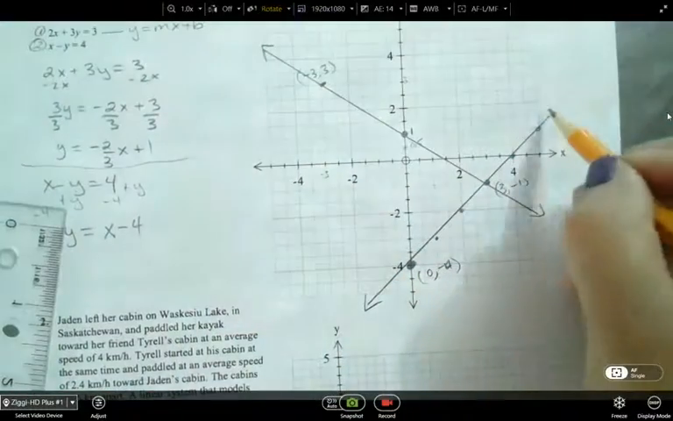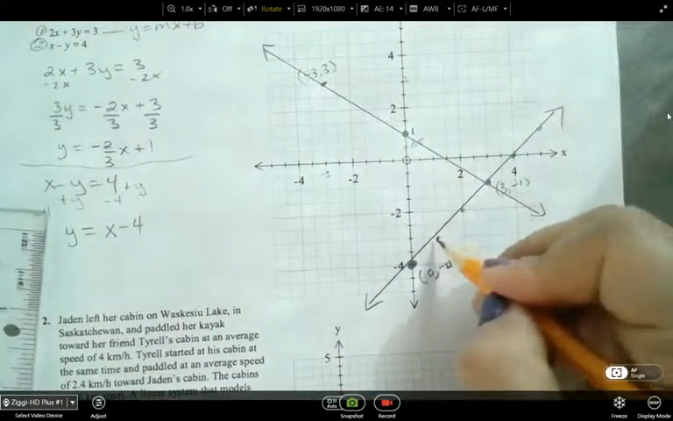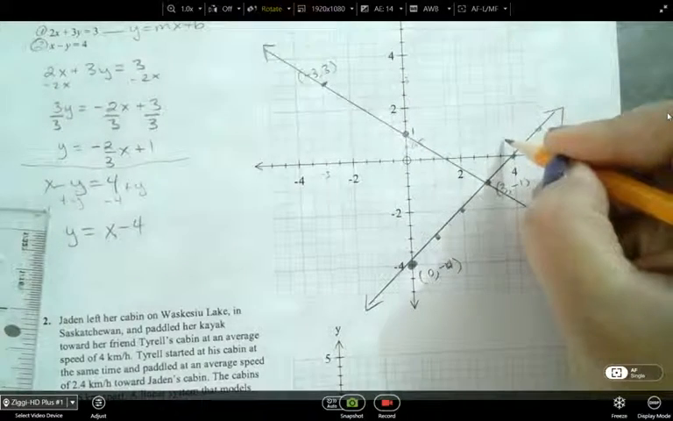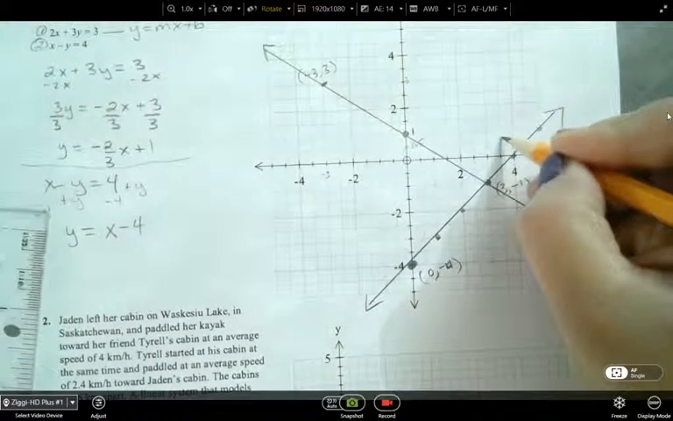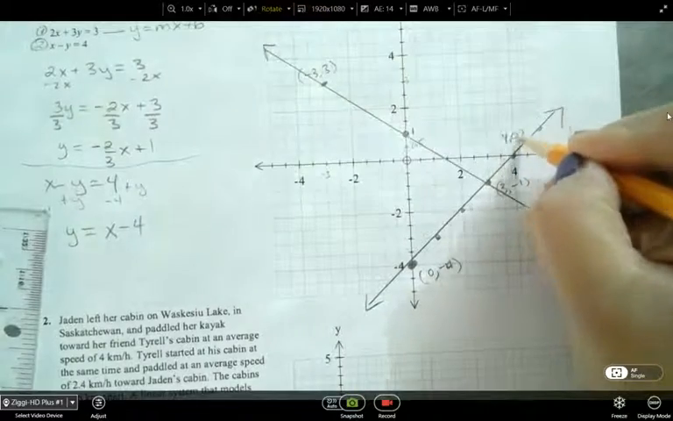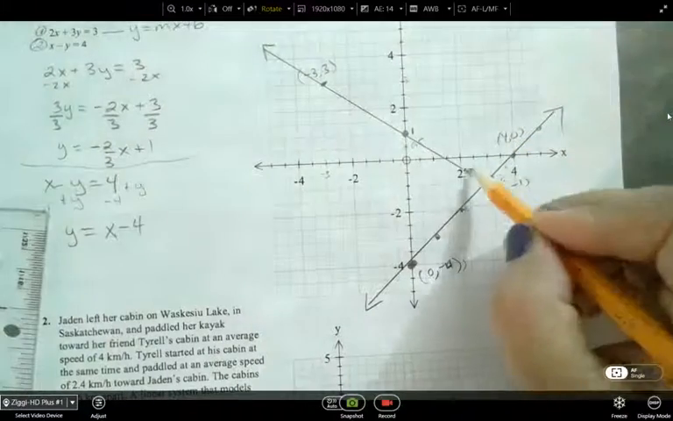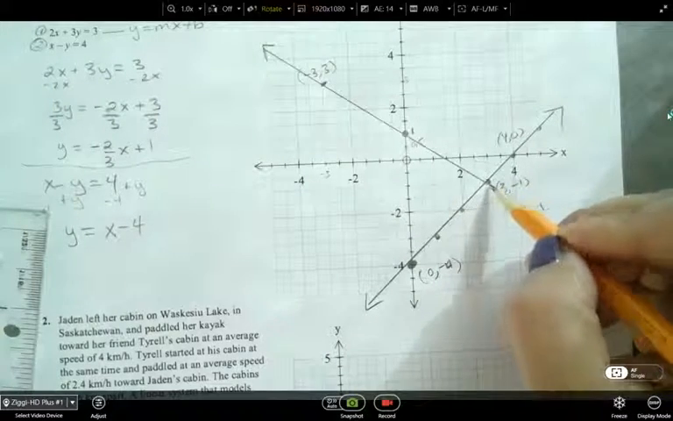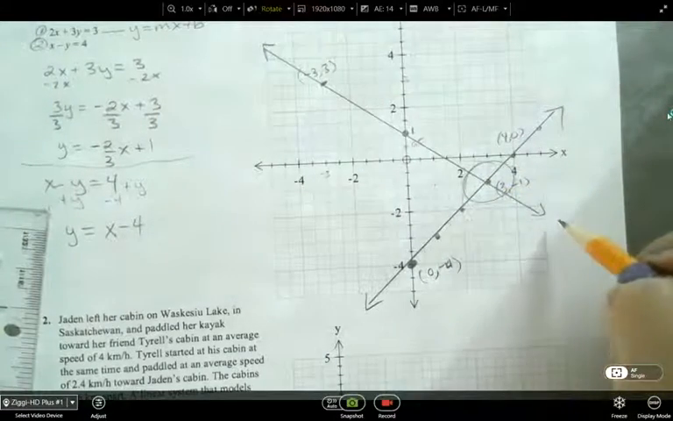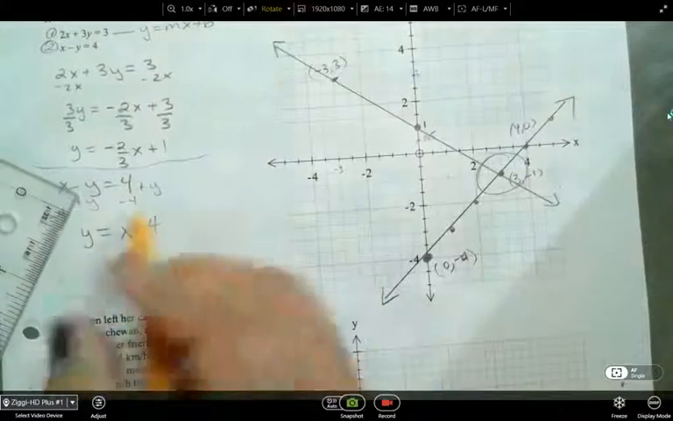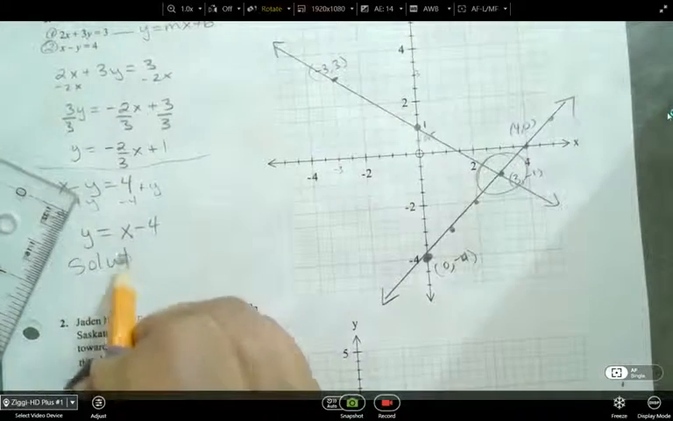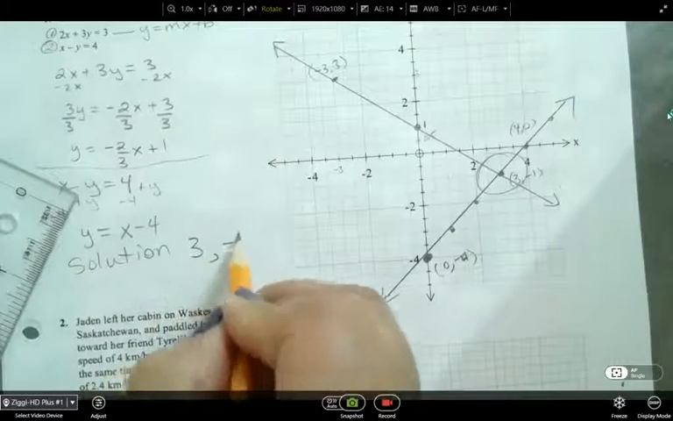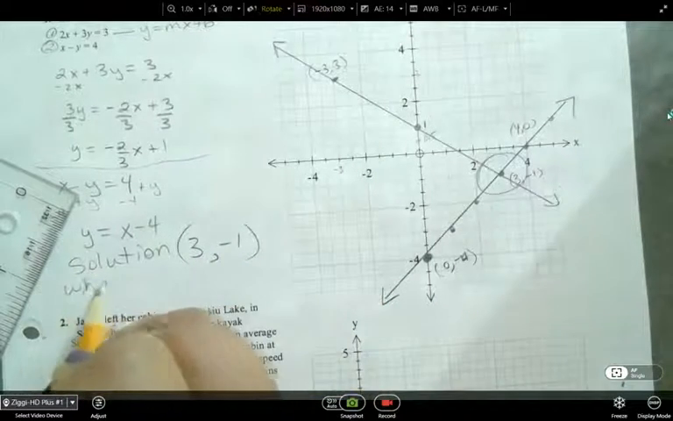And so what's the solution to my system here? I can label another point, so this can be 4, 0. My solution is the point where the two lines intersect, which is 3, comma, negative 1.